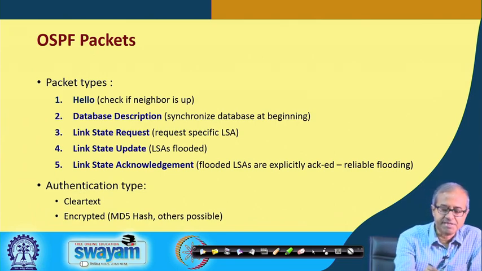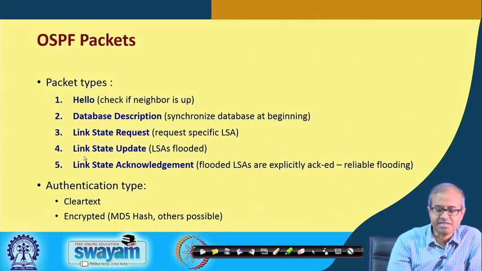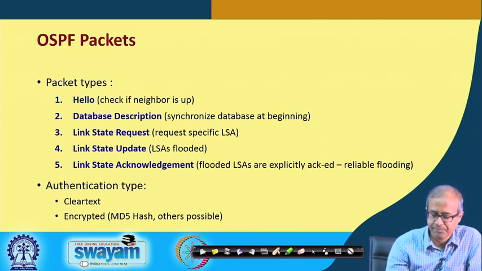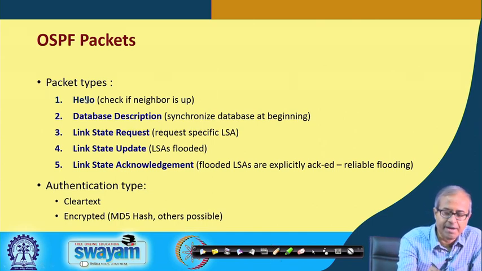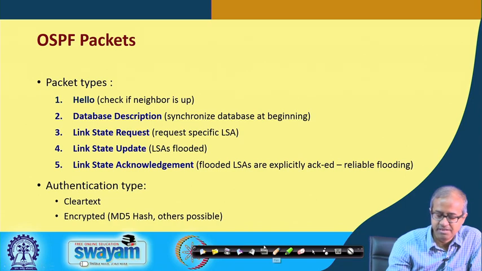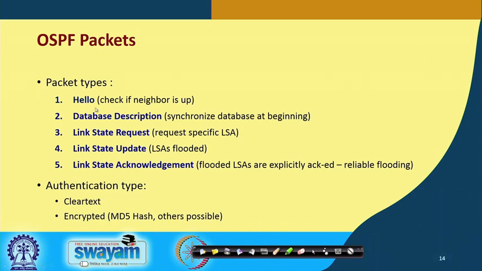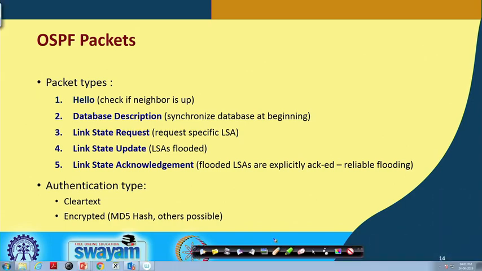Now, packet types. Here I am summarizing the different types of packets, some of which I have already mentioned. There is the hello packet, which says whether a neighbor is up and running or not. Database description is used at the beginning, when the network is just up, and is sent to synchronize the database of all the routers.